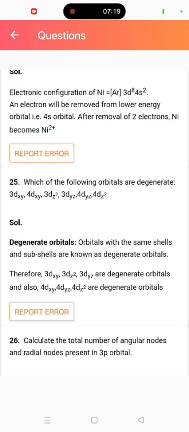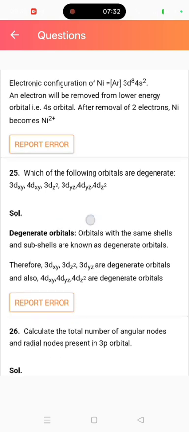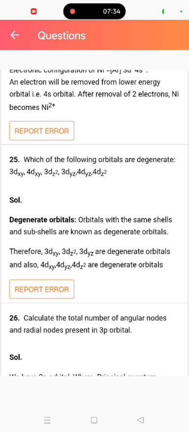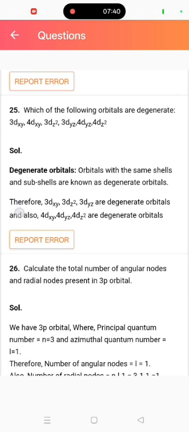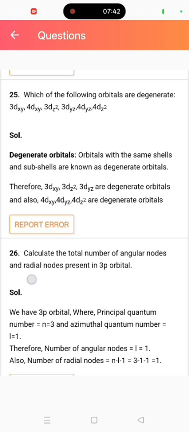Which of the following orbitals are degenerate? 3dxy, 3dz square, 3dyz, 4dxy, 4dyz, 4dz square. Degenerate orbitals. Orbitals with the same shell and subshell are known as degenerate orbitals. So 3dxy, 3dz square, 3dyz are degenerate orbitals. Then 4dxy, 4dyz, 4dz square are degenerate orbitals.